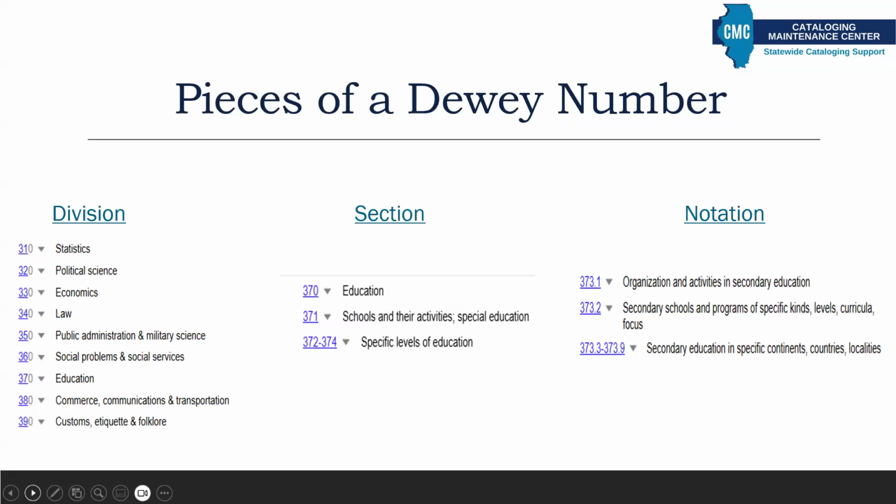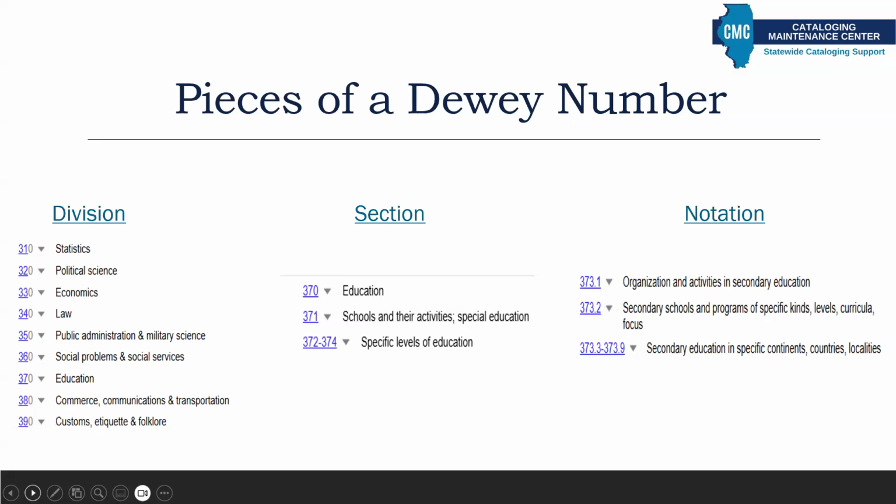Section. The third level of subdivision in the DDC, represented by the first 3 digits in the notation. Example, 641 in food and drink. Using more of the 300s, we're looking at the first few sections of education. So you have 0 for the broader education materials, 1 for schools and their activities and special education, and then the 2 to 4 section is for specific levels of education.